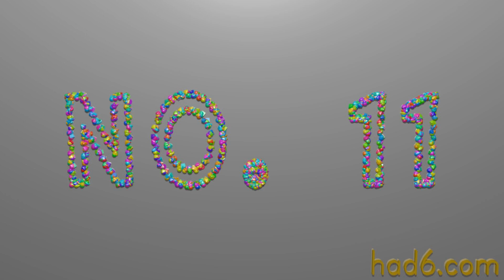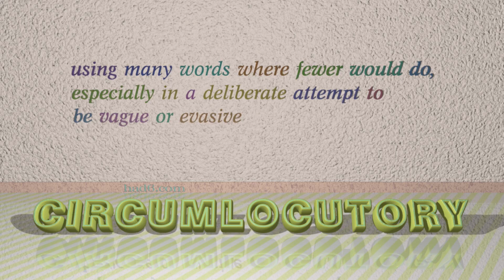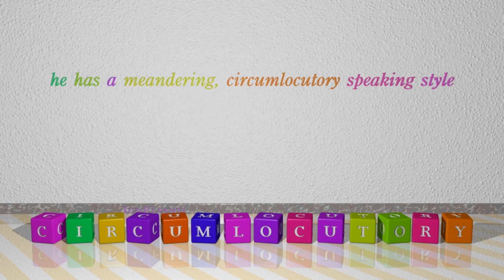Number 11. Circumlocutory, which means using many words where fewer would do, especially in a deliberate attempt to be vague or evasive. For example, he has a meandering, circumlocutory speaking style.